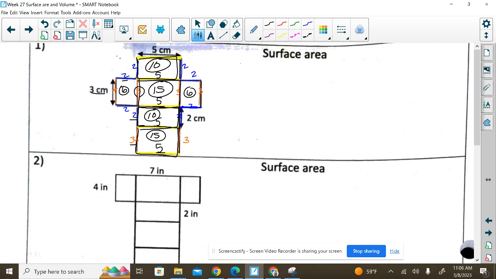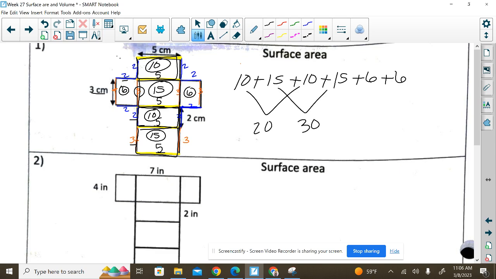Now that we have the area of all 6 shapes, we can add them up. 10, that's 15, 10, that's 15, that's 6, that's 6. 10 plus 10 gives me 20, 15 plus 15 gives me 30, 6 plus 6 gives me 12. Add those up, we get 62 centimeters squared.